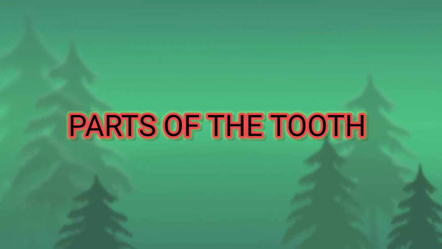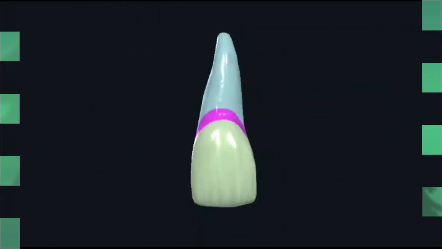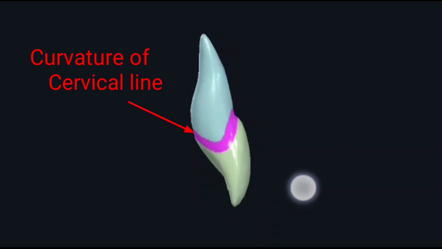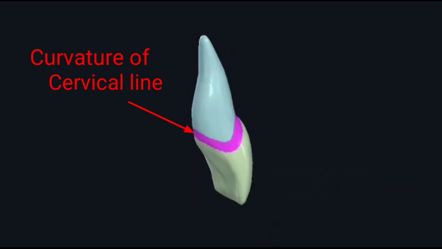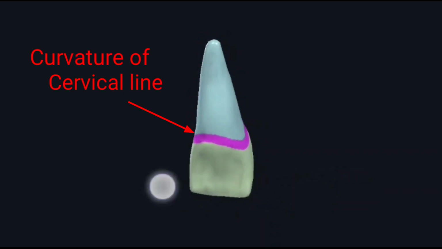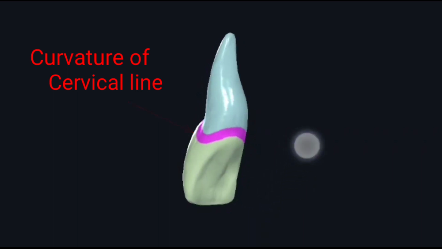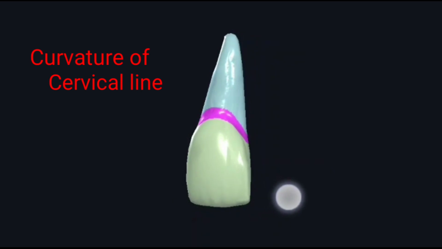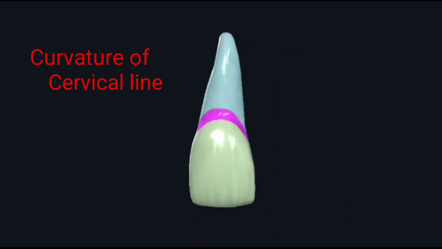Starting with the parts of the tooth. Curvature of cervical line. It is a thin, irregular margin that forms the boundary between the enamel covering the crown and the cementum covering the root. Therefore, the cervical line separates the crown and root of the tooth.